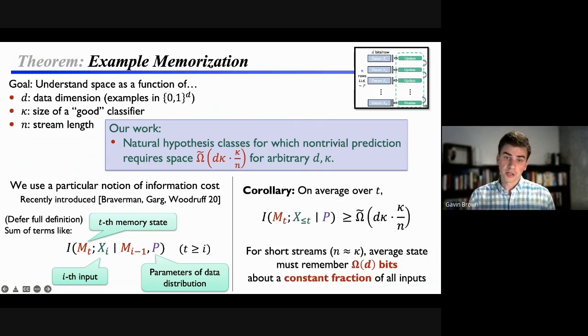As a corollary of our results, not a corollary of the space result, but of an intermediate theorem, on average over time steps, the mutual information between the tth memory state and all the preceding data points, even conditioned on the distribution, is big omega of d times kappa over n. Thus, for short streams, when the sample size is approximately kappa, the average memory state must remember omega of d bits about a constant fraction of all the inputs. And this holds even though at the end of the stream, the algorithm can have a much smaller memory size, just kappa.